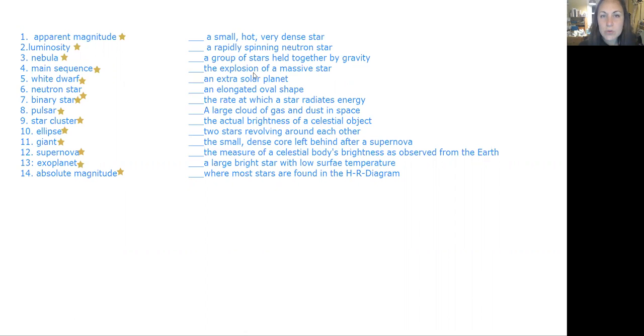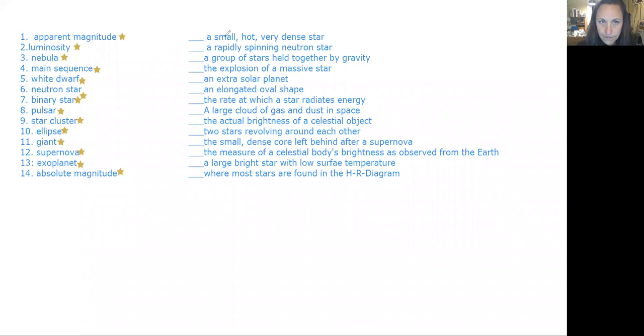So on your page, the directions say to read the definition and then write the number of the star, or the number from the inside of the star, that matches that definition, above the telescope. So right above the picture of the telescope, you're just going to write a number 1 through 14 as we match up the definitions with the part of the star cycle. Okay, so let's go ahead and start on this.